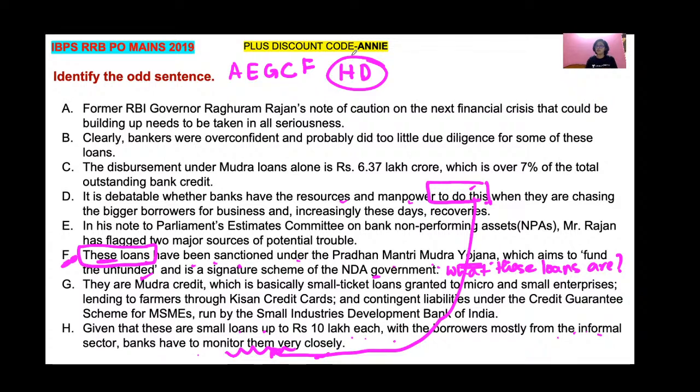When they are chasing the bigger borrowers for business and increasingly these days recoveries. So why do you think the author is uncertain of whether the banks have the resources and manpower to monitor these small loans very closely? Because the banks are now chasing bigger borrowers like Nirav Modi for businesses and increasingly these days recoveries as well. Okay, so HD is a pair. So your final arrangement is AEGCFHD. This is your final arrangement.